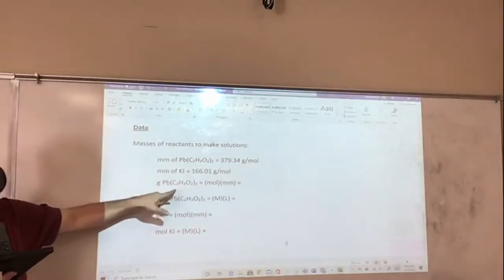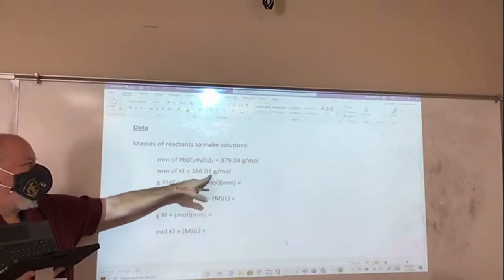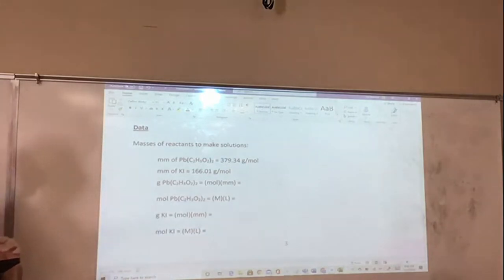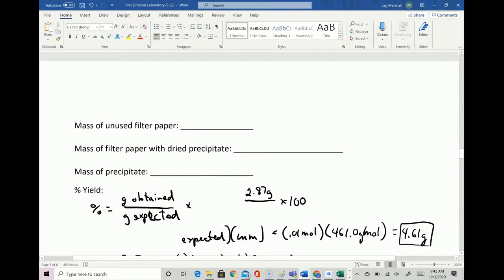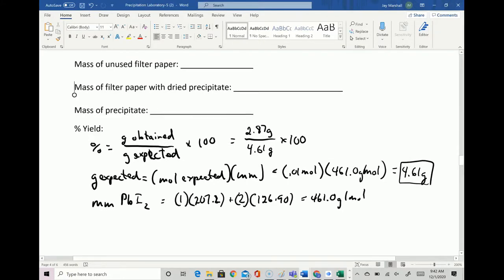Grams equals moles times molar mass. Well, do I have moles? No. Moles equals molarity times liters. Did I have molarity and liters? Yes, I gave you that information. So I could figure out what these two masses were. The procedure directed us to do this. The next place the procedure directed us to create some data was to figure out how much precipitate I got. In order to do that, I had to write out the mass of the unused filter paper, the mass of the filter paper with the dry precipitate, and then the mass of the precipitate. Data table. Okay? The procedure directs that.